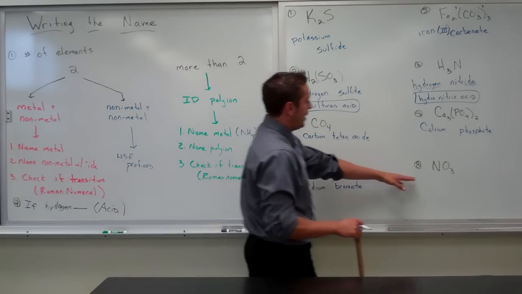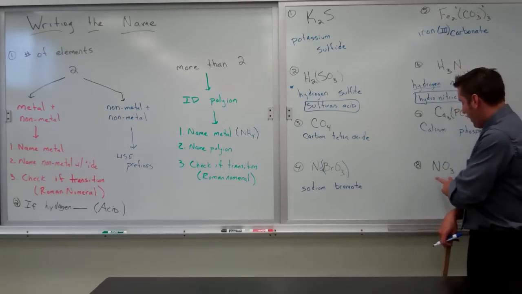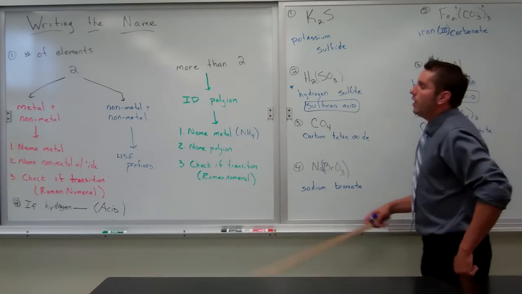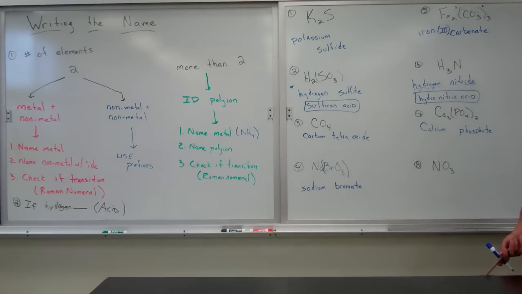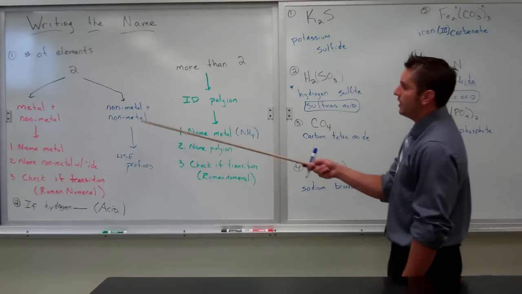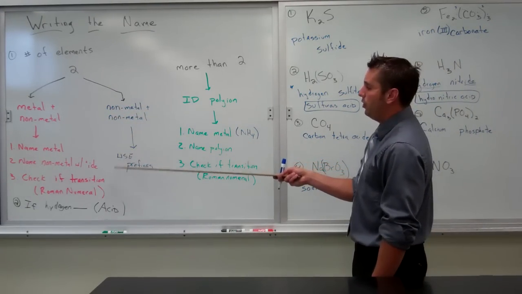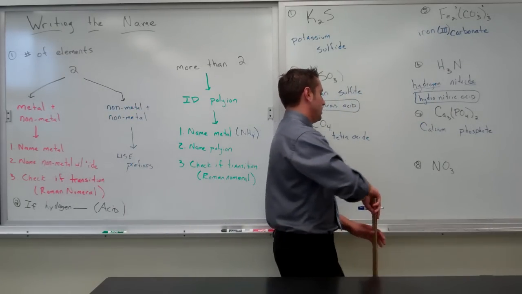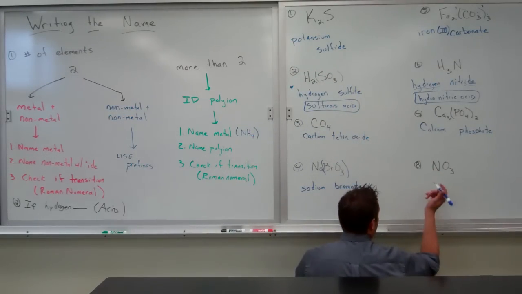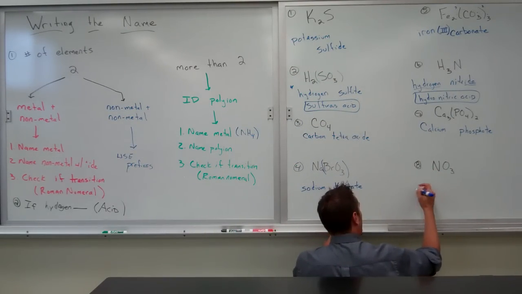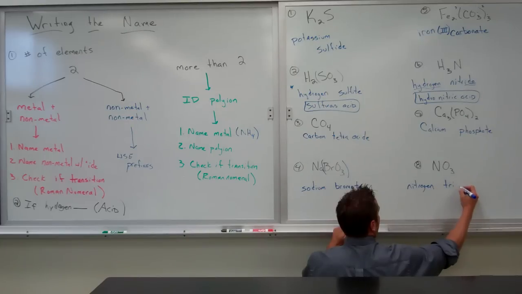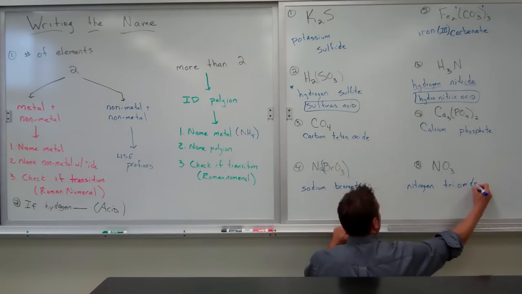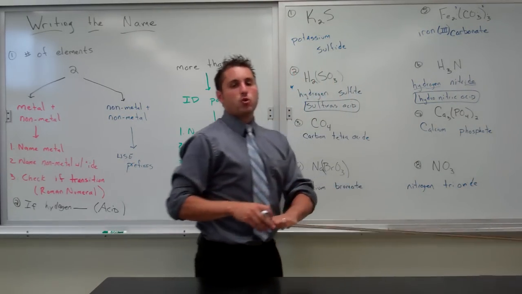Last but not least, NO3. NO3 only has 2 elements. Is it a metal, non-metal, or non-metal, non-metal? N and O both lie to the right of the staircase, which means it's a non-metal, non-metal. So we're supposed to use prefixes. So there's a 1 after N, which means it would be mono, but we don't put mono on the first element, so it's nitrogen. 3's prefix is tri, and O with an IDE is oxide. So nitrogen, tri, oxide.